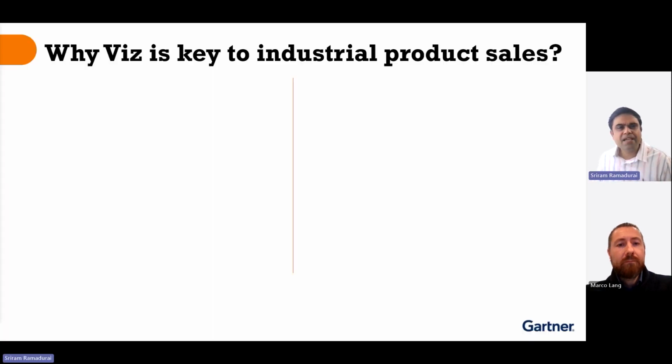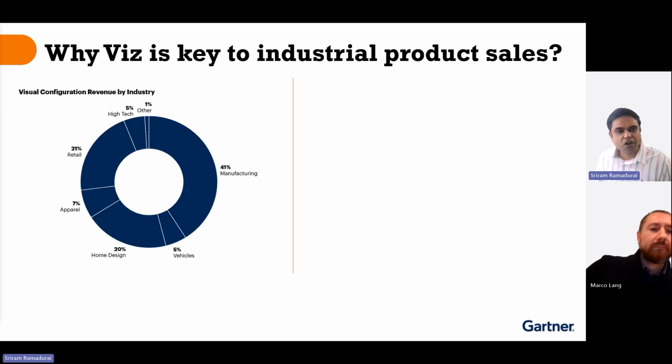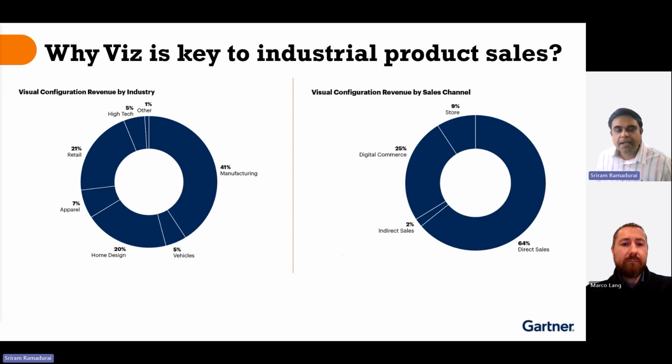But why is Viz key to industrial product sales? So I'm going to share with you some stats from Gartner. When you look at visual configuration software revenue by industry sales, you'll find that manufacturing accounts for 41% of the sales of the software, and the overall software segment is growing fast, meaning that more of your industry is using visual configuration software.